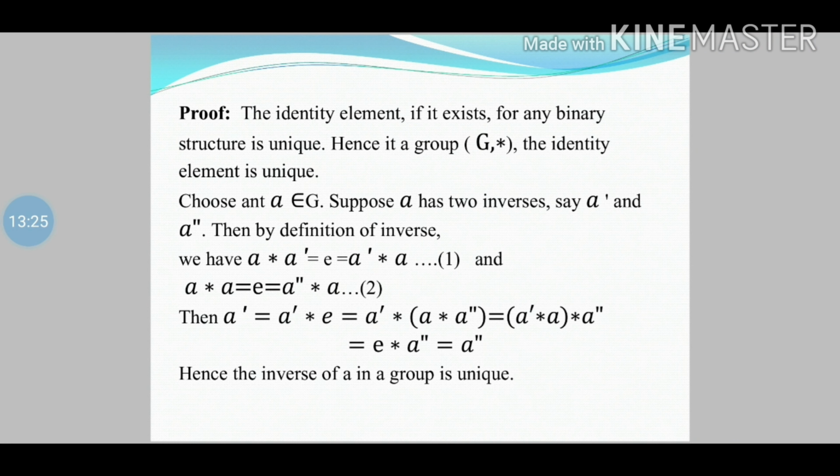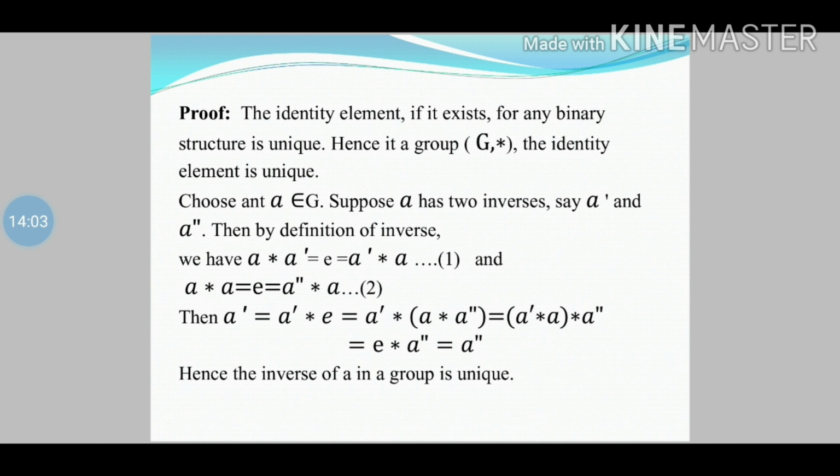The proof is like this. Here we consider E as the identity element, and G star be the group. Choose an element A belongs to G. Suppose A has two inverses, say A dash and A double dash. We get A star A dash is equal to identity is equal to A dash star A. Similarly, A star A double dash is equal to E is equal to A double dash star A.